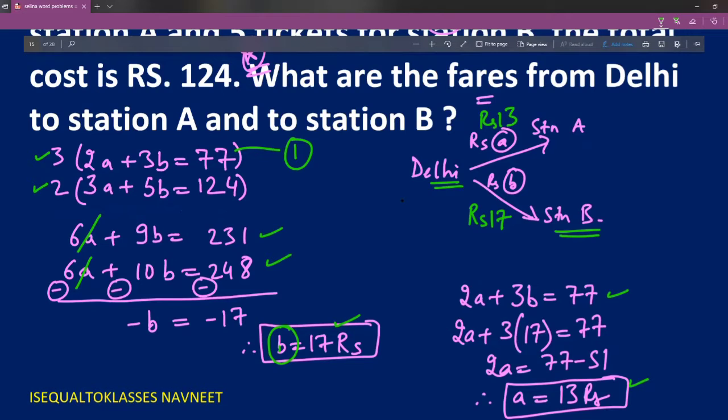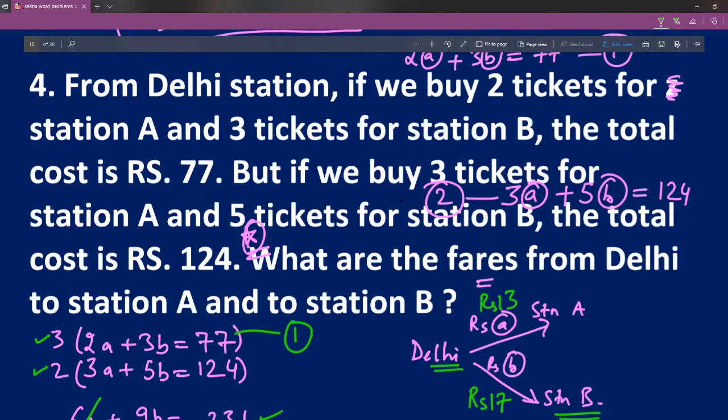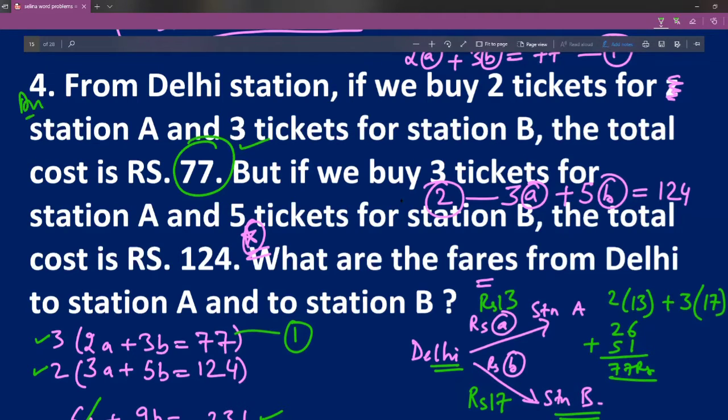I hope it is clear. Again, you can check this by using the information. So 2 tickets for station A and 3 tickets for station B. If you want to check, 13 2s are 26 plus 17 3s are 51, and your answer is 77 rupees. So this is correct. I hope it is clear. Let us move to the next question.